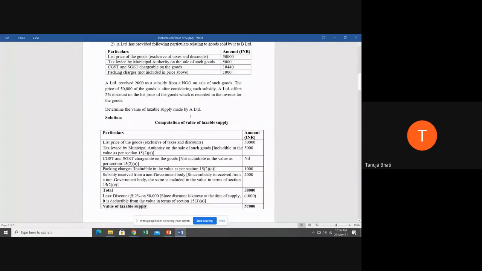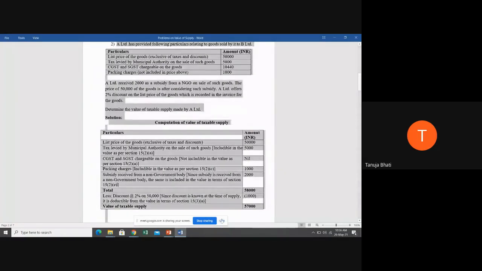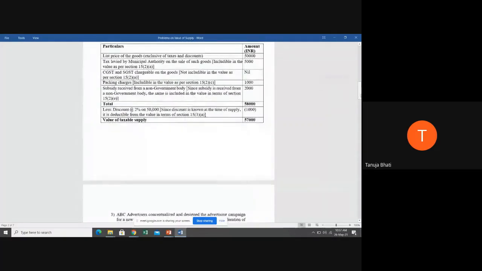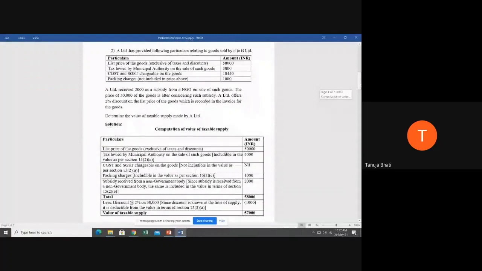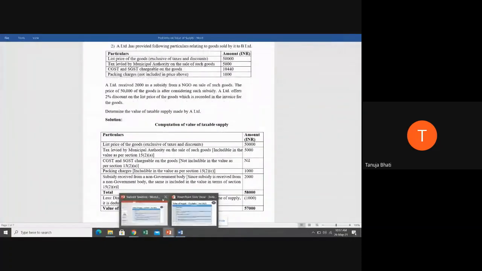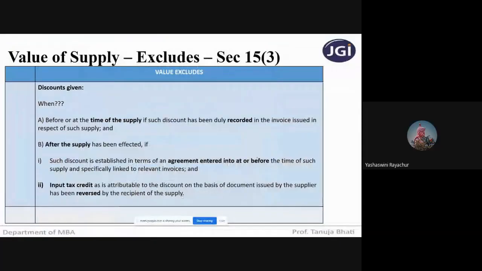So is problem number 2 clear to all students? Yes, ma'am. Okay. So if you know section 15 subsection 2 and 3 thoroughly, students, you can solve problems on value of supply. We have few more problems to be covered, which we will be covering in our next class since we are running out of time. Is this problem number 2 clear to everyone? Yes. Okay.